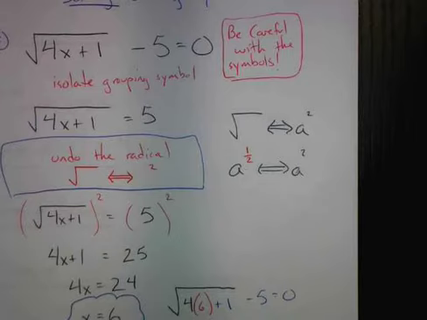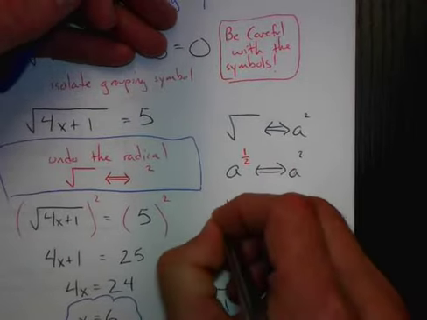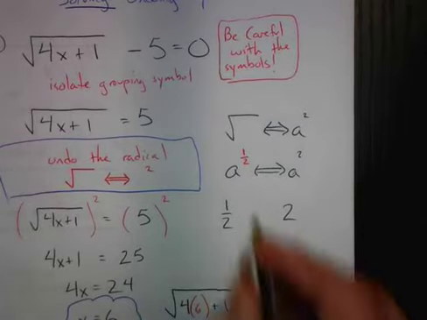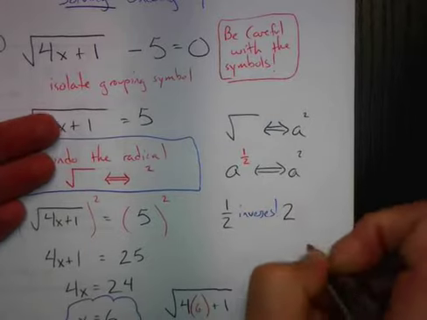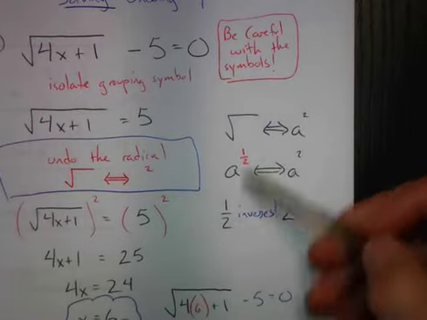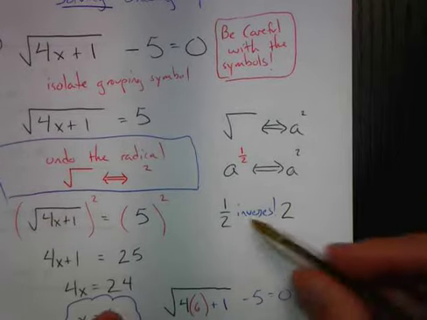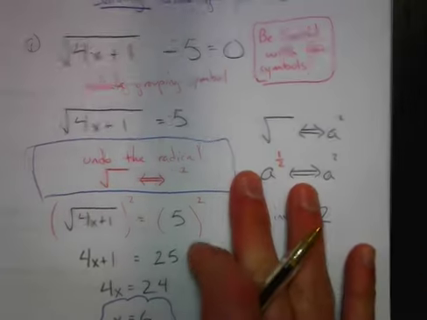Now, what's the relationship between 1/2 and 2? Why, they are also inverses of one another. That's right. If you take 1/2 and you flip it, you get 2. And if you take 2 and you flip it, you get 1/2. Don't forget the hidden 1. Okay, so isn't that neat?